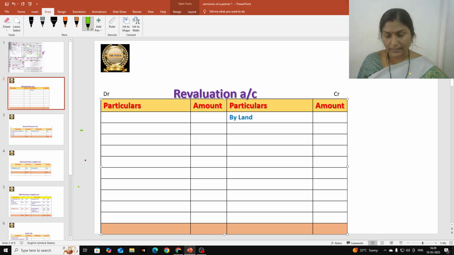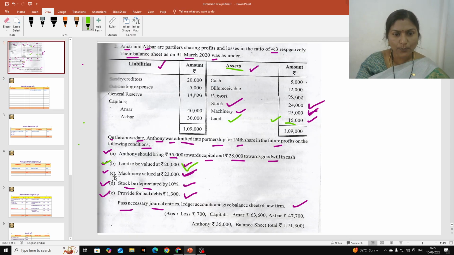Okay, it is increasing. So how much? 20,000 is the present value minus 15,000 is the old value. So how much are we getting now? 5,000. 5,000 we record on the credit side. Why are we writing on the credit side? Because whenever asset value increases, we write on the credit side only. Okay, so next one. Next is the C point, you can see.